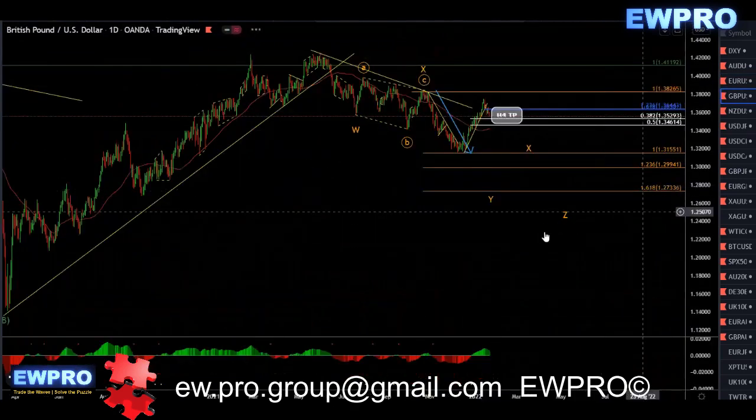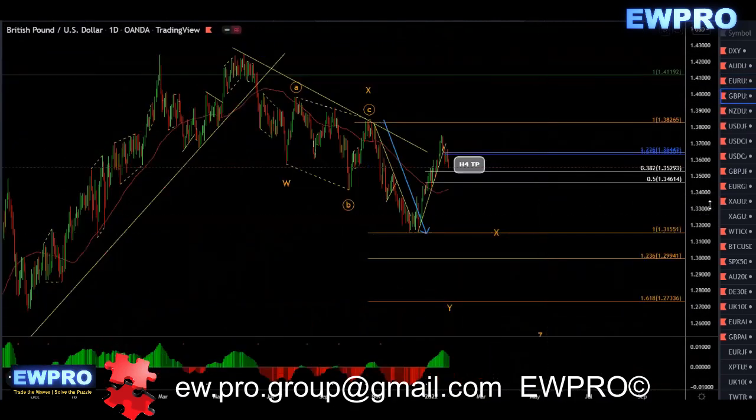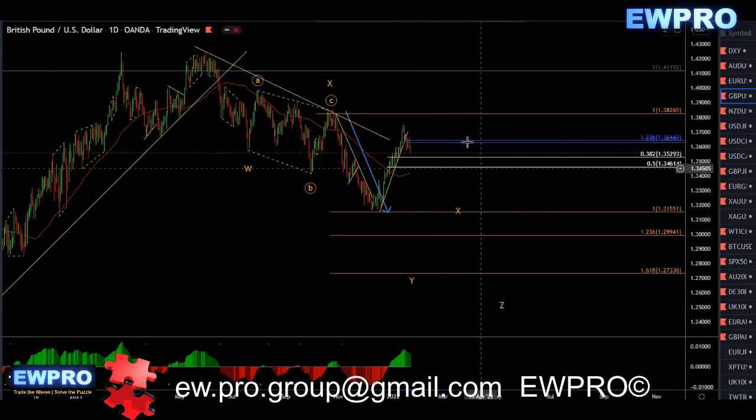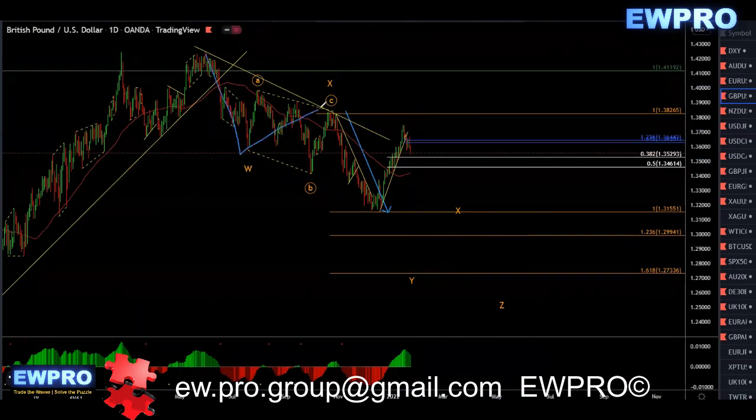GU on the daily. Take this off. So we got that WXY. We got bear hidden here. We lost the bullish divergence. So I am looking for another one down.